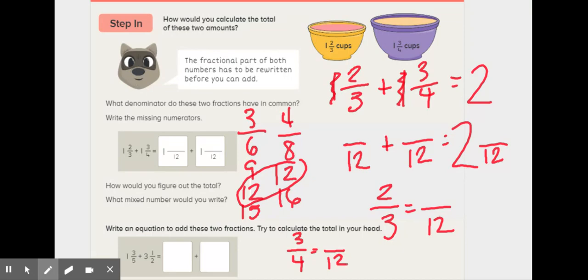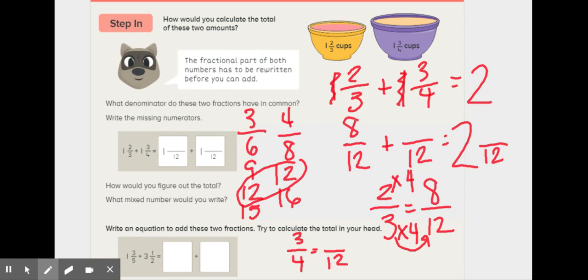I'll go back to my 2/3. I have to think about the relationship between the 3 and the 12. And the relationship is 3 times 4. Okay, so I'll use that times 4 to change my numerator, and then my numerator becomes 2 times 4 is 8. So that means my 2/3 in my problem is going to be 8/12.